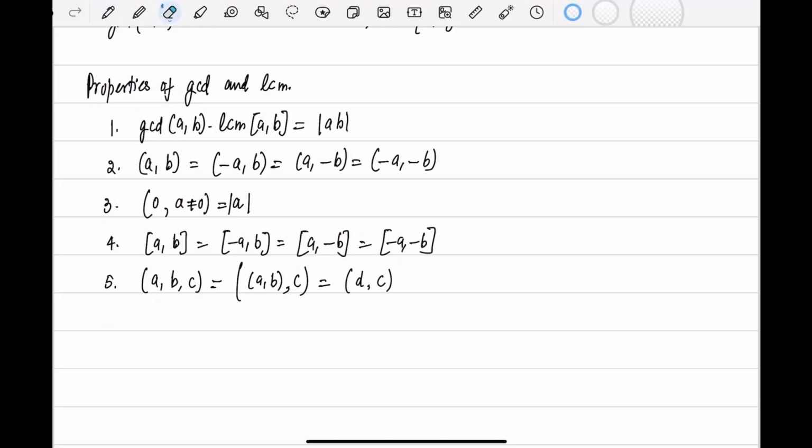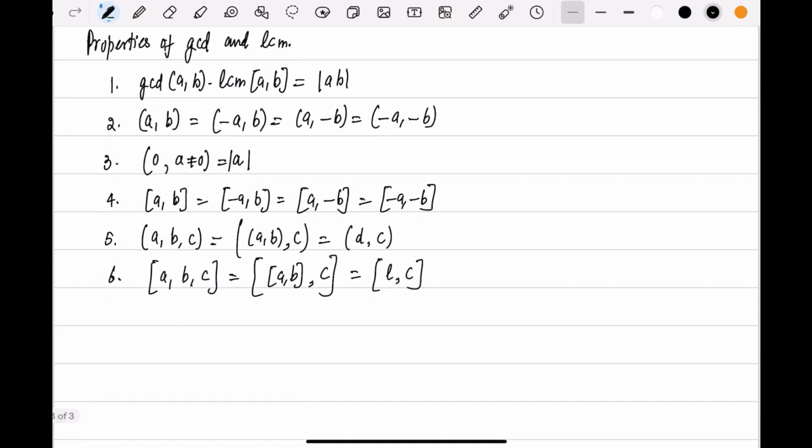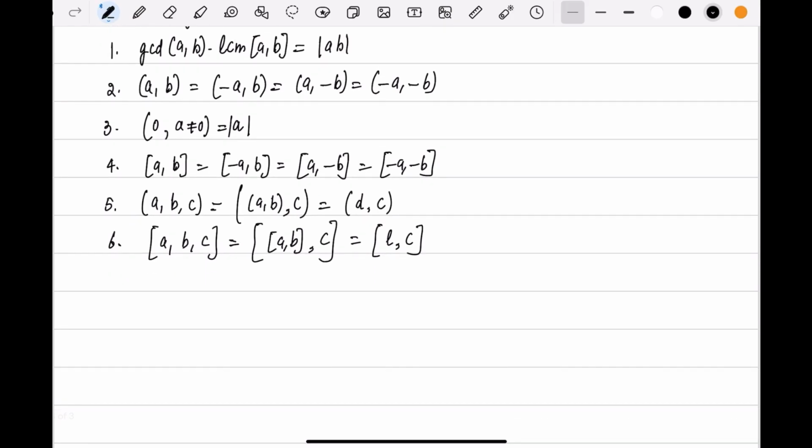And we can have a similar formula for LCM also. LCM of A, B, C can be defined as LCM of LCM of A comma B, then C. So if LCM of A comma B is equal to L, then LCM of L comma C will be the LCM of A, B, C. And we can extend the same formula to more integers. Suppose we have a list of 4 integers A1, A2, A3 and A4, then we can first calculate the GCD of A1, A2, then with A3, then with A4.